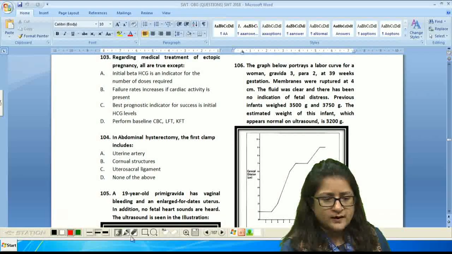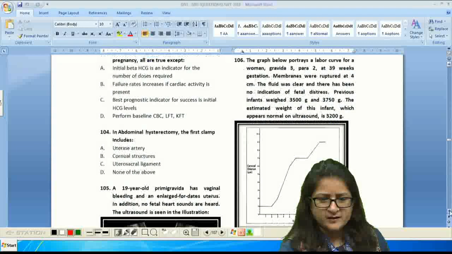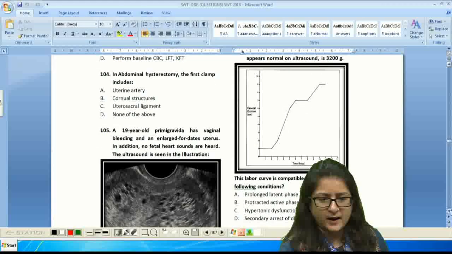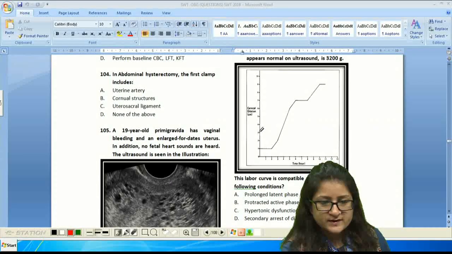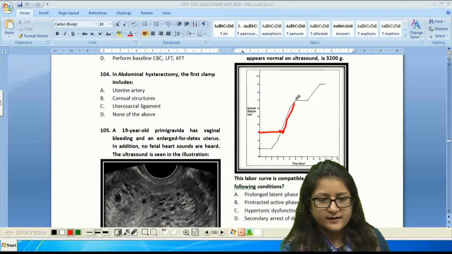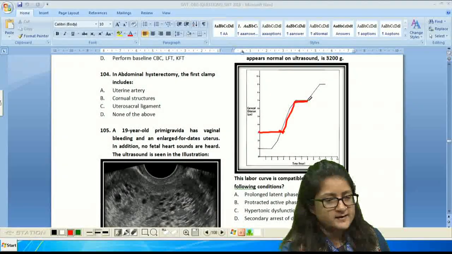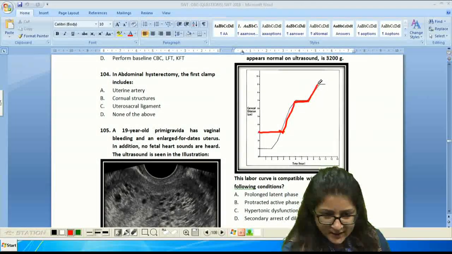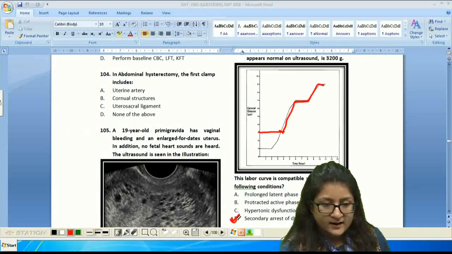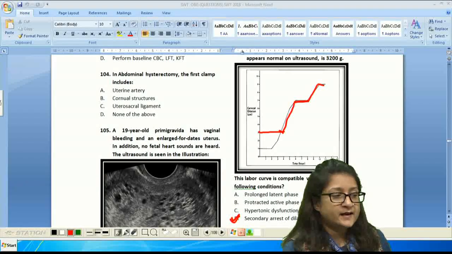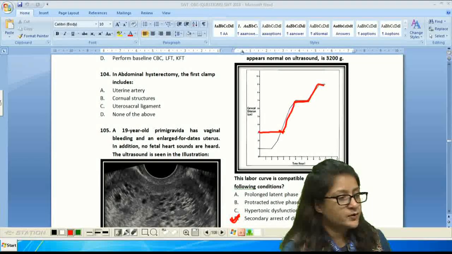So what are they wanting to ask? They are asking what is the type of this graph. The graph is compatible with which of the following conditions? As I told you, as you can see here, once it was at 3 centimeters dilatation, this proceeded to a particular level, then it arrested for a while, and then it proceeded again, went back to normal. So this is the secondary arrest of dilatation here in question number 106.